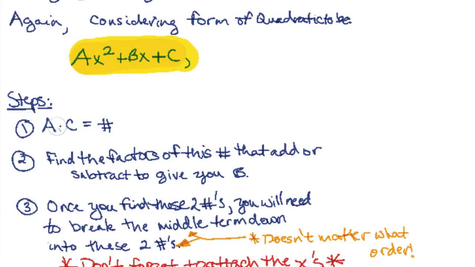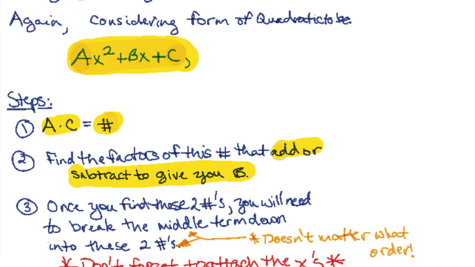these steps. So, first thing you do, take a times c. So this first a times this last c, and you get a number. And find the factors of this number, so all the numbers that multiply up to that number, that add or subtract to give you that middle term, b.